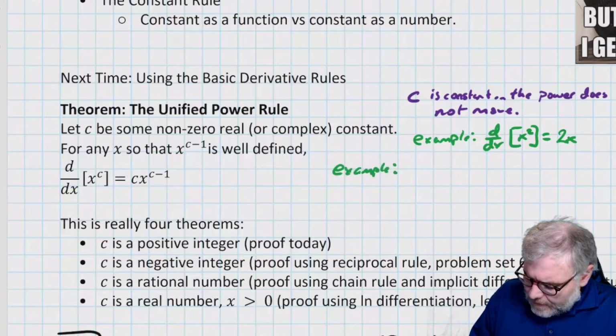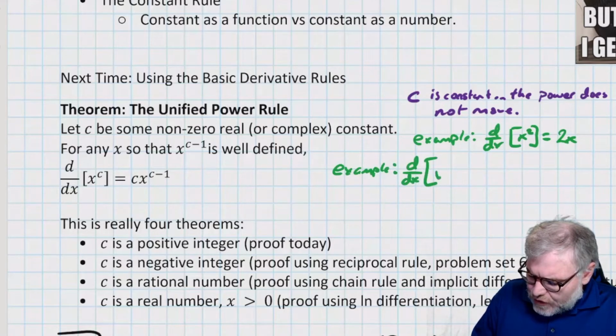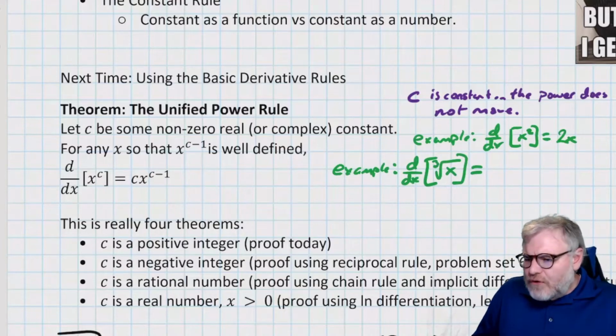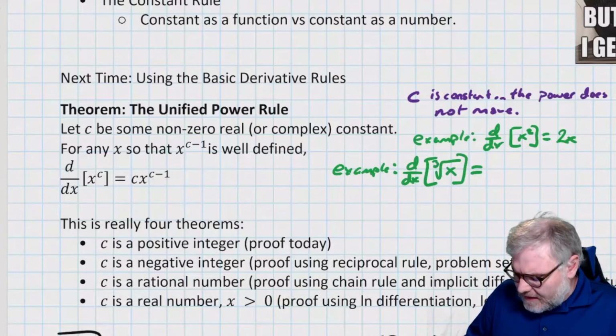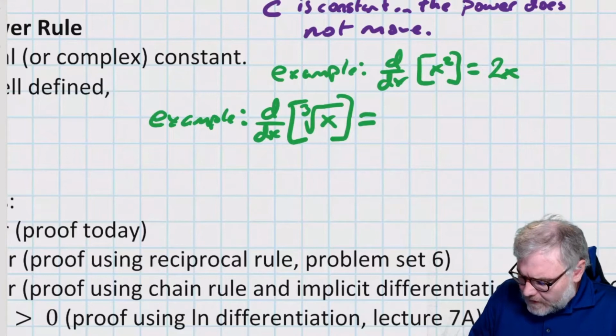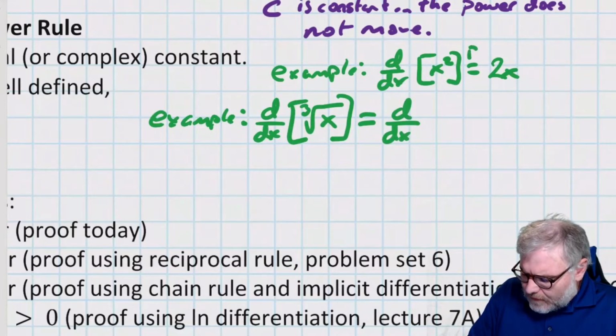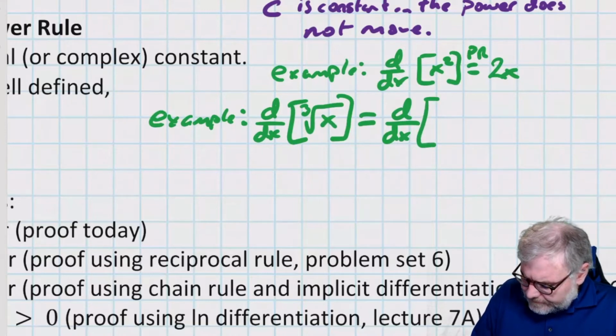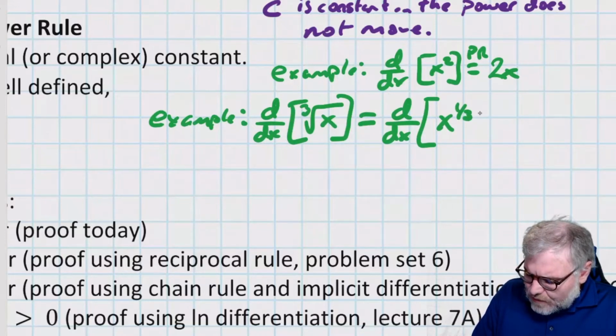The derivative with respect to x of the cube root of x. Well, this cube root can be put in a power form, so I should say power rule here. The derivative with respect to x, right? The cube root of x is x to the 1/3.